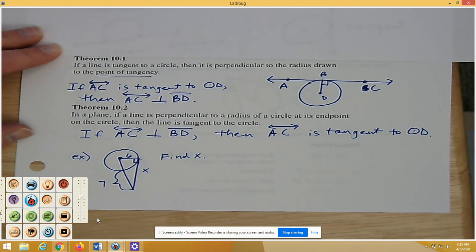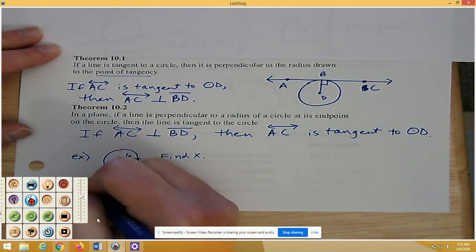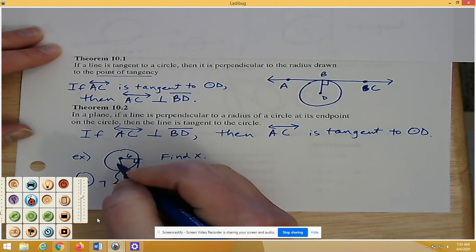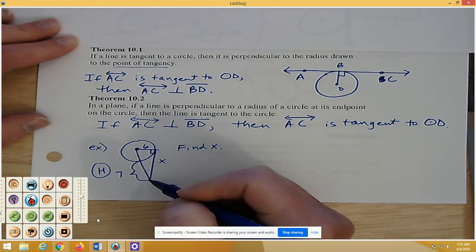All right, so you have a right triangle, and guess what you're going to use? Drum roll, please. We're going to use the Pythagorean theorem. Across your right angle is always your hypotenuse. But currently, you are not given the length of the hypotenuse. You are given part of the hypotenuse.